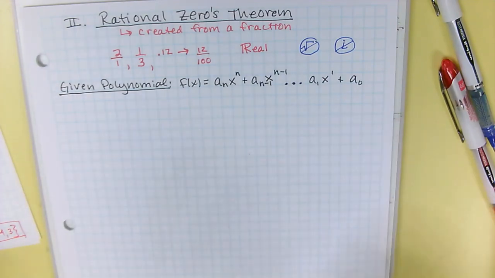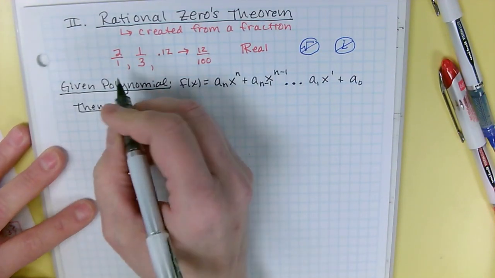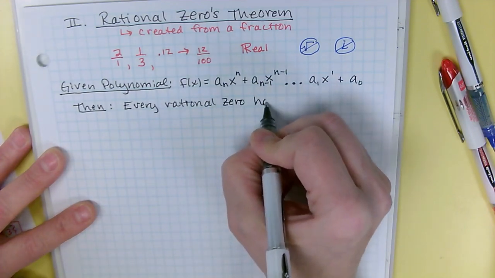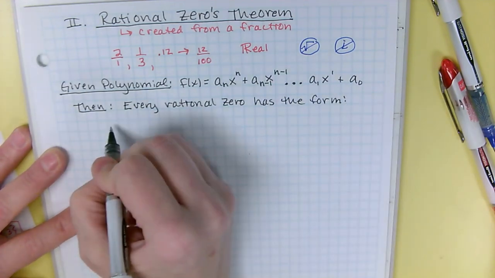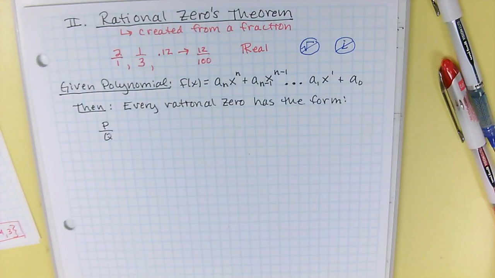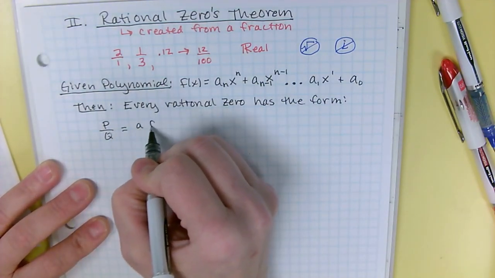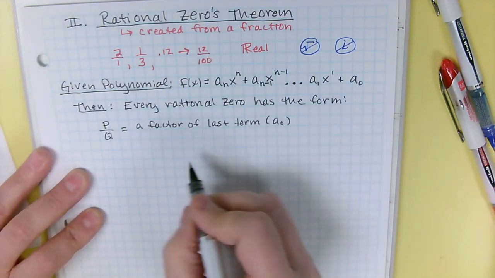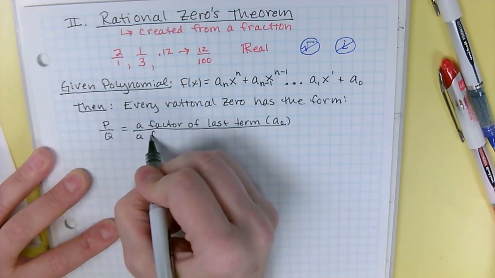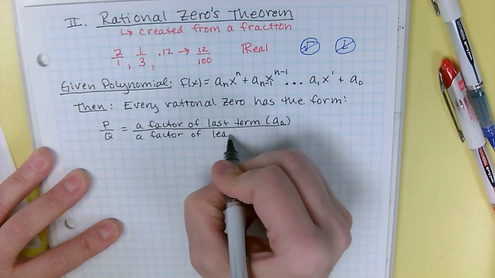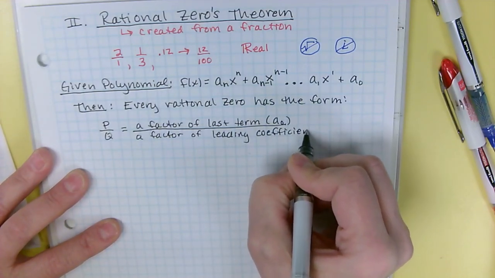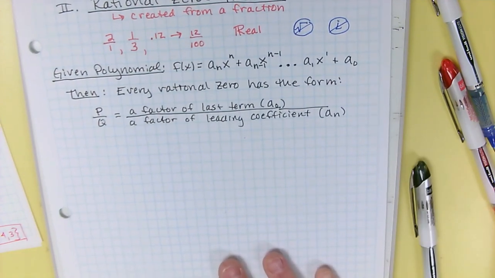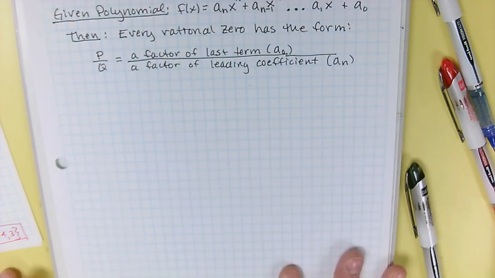Okay, so given a polynomial in that form, then, and here's the theorem, every rational zero has the form P over Q, where P is a factor of the last term, which is the a sub 0 term, the number term typically, over Q, a factor of the leading coefficient, which of course is attached to the leading term, which is our a sub n number. So if there are any rational zeros in this function, it will be one of that list. Downside, the list tends to be rather robust.